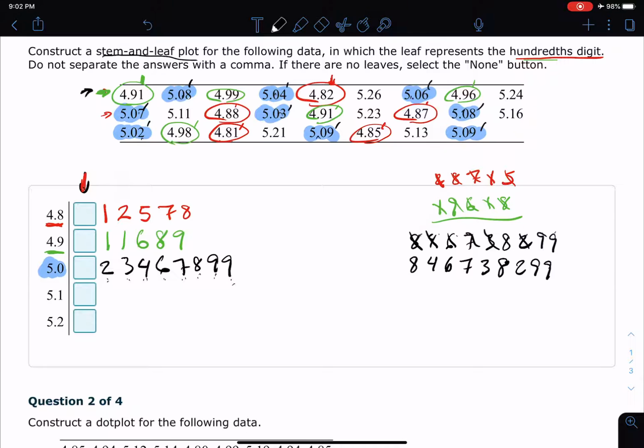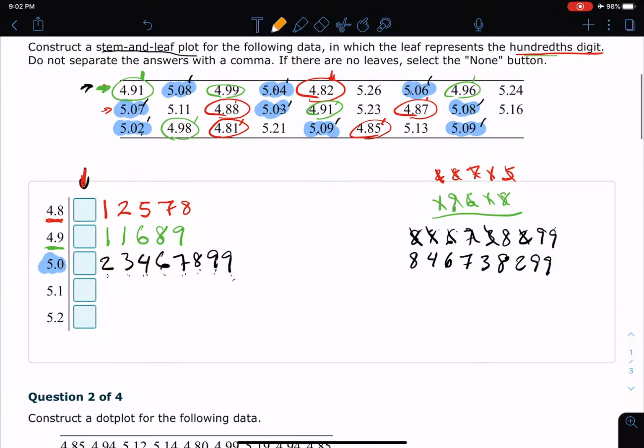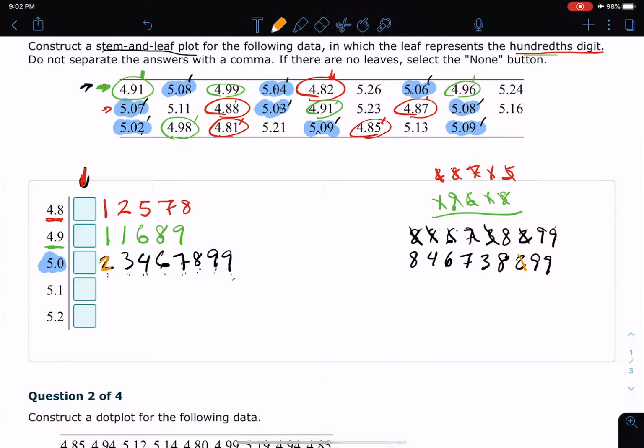Okay, I'm going to use another color. You guys probably all see what I'm missing, but I'm going to try again here. First of all, we have a 2. So I'm going to write that down. Then we have a 3. I'm going to write that down. We have a 4. I'm going to write that down.